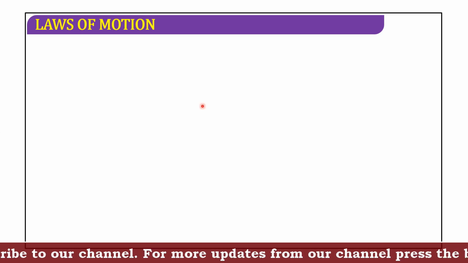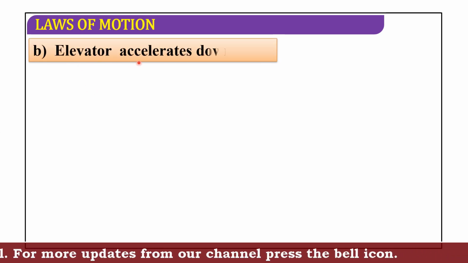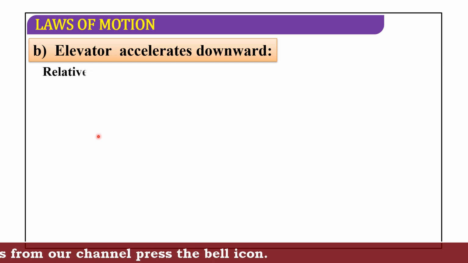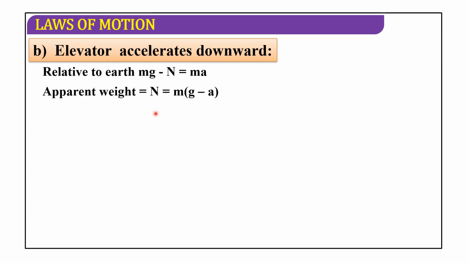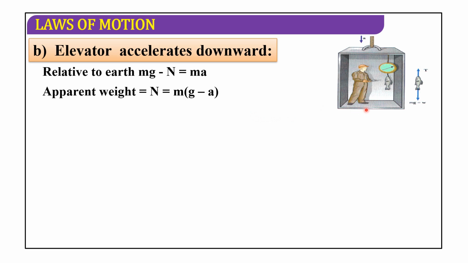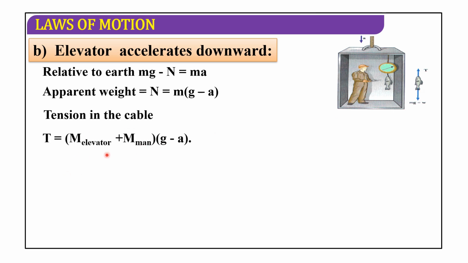Now discuss the second case. Elevator accelerates downward. Relative to the earth, mg minus N is equal to ma. Apparent weight, that is N, is equal to m of g minus a. See this, observe this figure. Elevator accelerates downward. So the tension in the cable, that is T, is equal to m plus m of g minus a. One is the elevator, the other is the man.